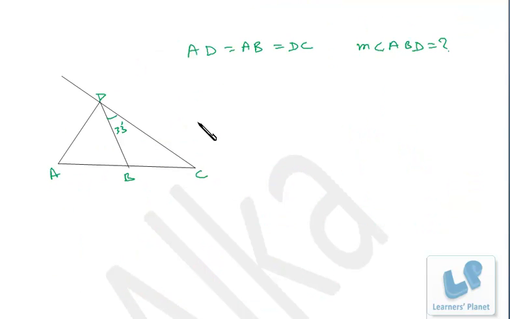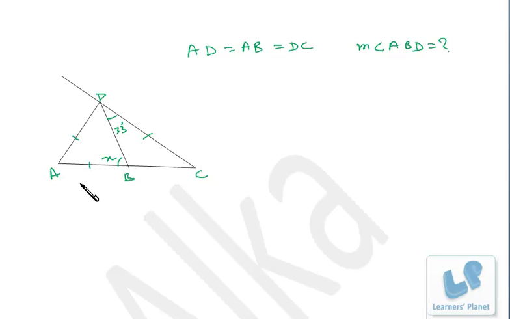Now this is a very simple problem with us. Here, triangle ADC, AD is equal to AB is equal to DC. Find the measure of angle ABD. This we have to find out.